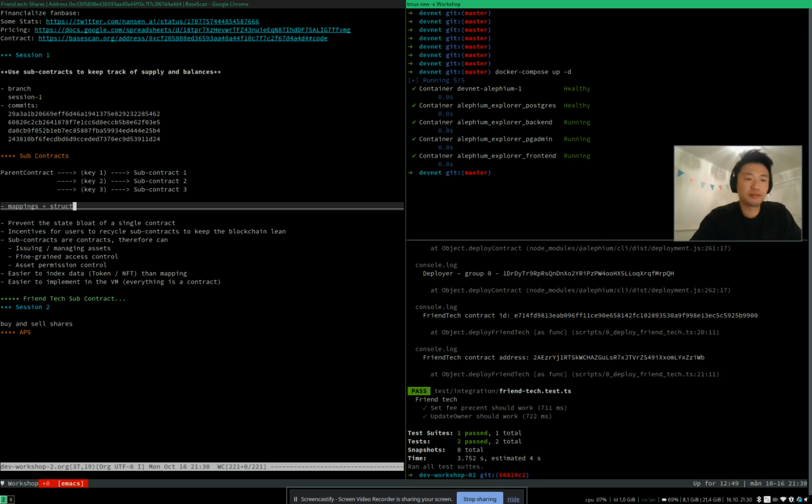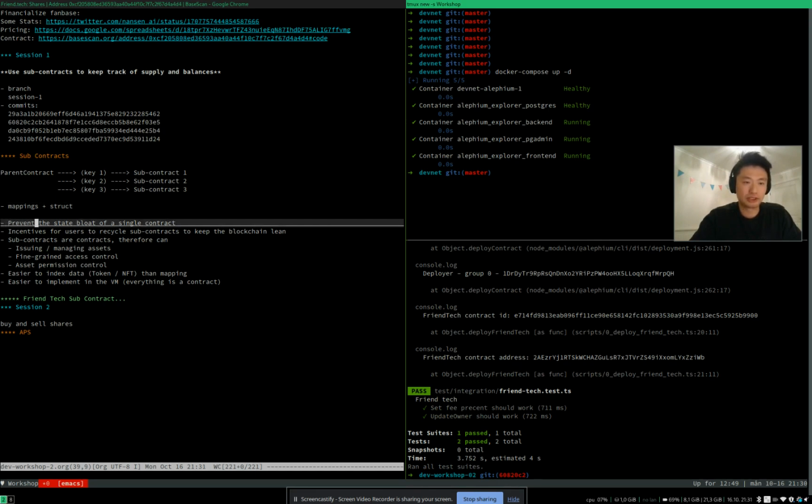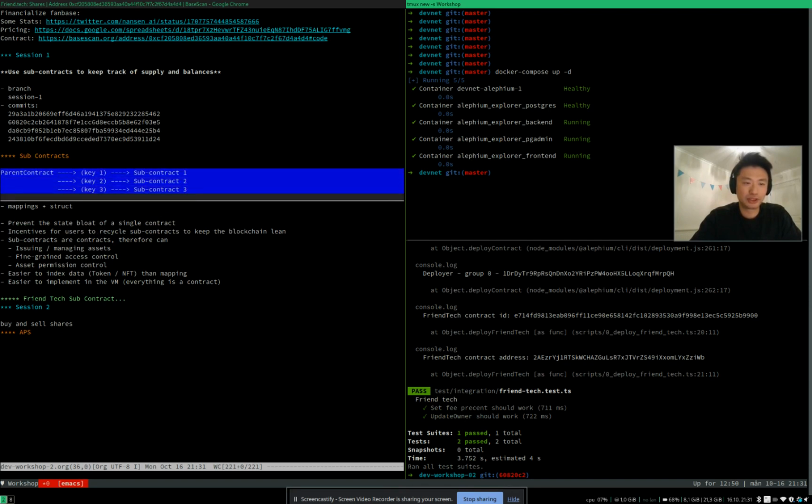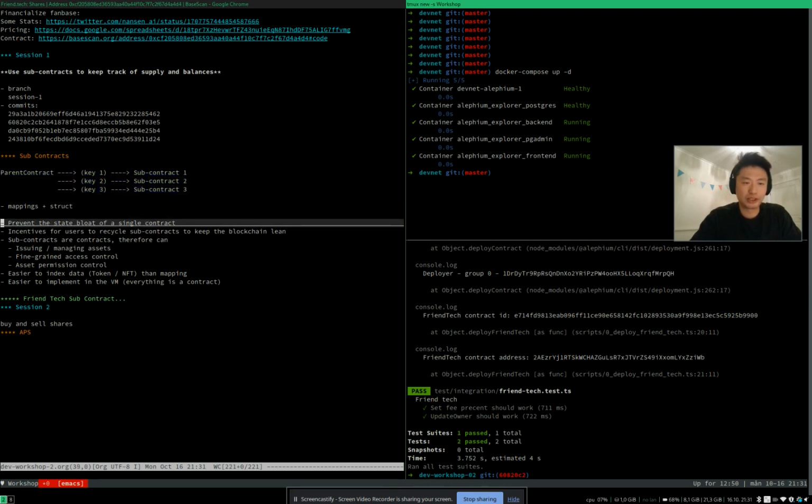The reason why Alephium made this design choice is that we think mapping could cause state bloat of a single contract, because if you just have a contract with a mapping and you keep adding stuff to it, you might end up with a contract with a very big state, with very little incentive to stop. But instead, if you use a subcontract, when we create a new entry in this quote-unquote mapping structure, you will probably think twice because it's not free.